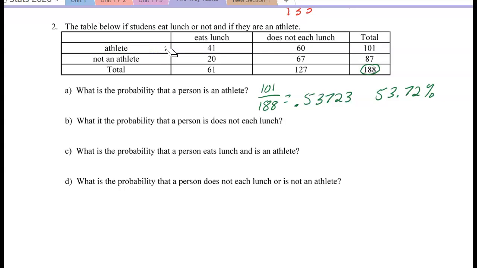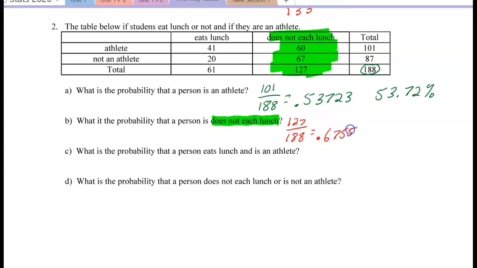Part B says, what's the probability the person does not eat lunch? So I'm looking at this column, and there's 127 people out of the 188. Doing that on my calculator, 0.67553. That's going to be 67.55%.